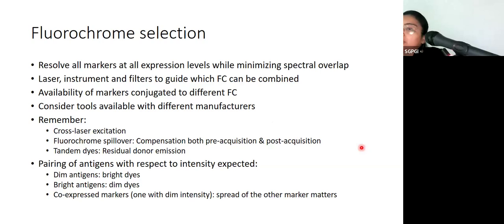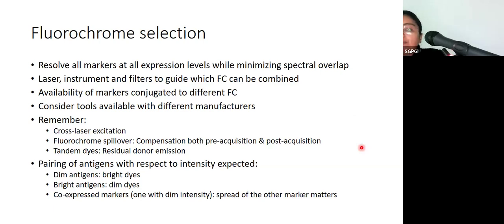The aim of selecting fluorochromes is to ensure that all your markers are expressed at the level that you want to see them, and they don't spill over into the other channels. The laser, instrument and filters will decide what fluorochromes you can use. The other component, as I mentioned earlier, is whether your required marker is available in that particular fluorochrome or not. There are tools which Dr. Hemant also referred to. Every company has these tools where they offer to build a panel for you.